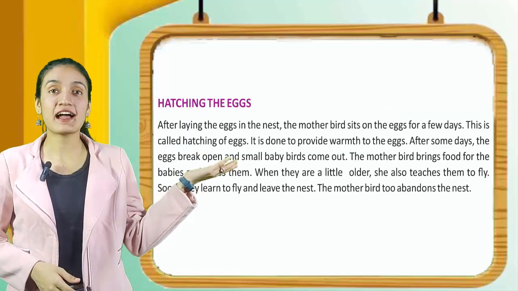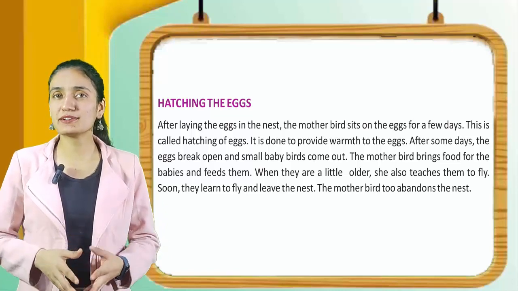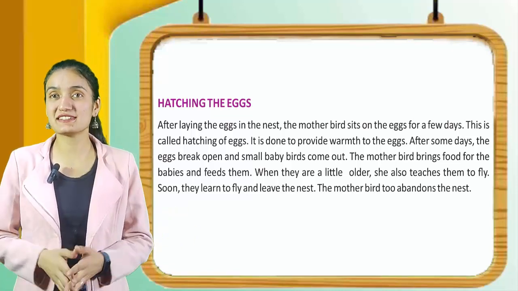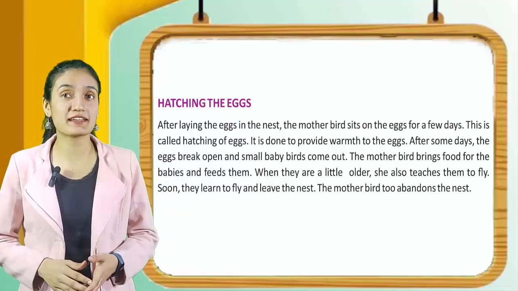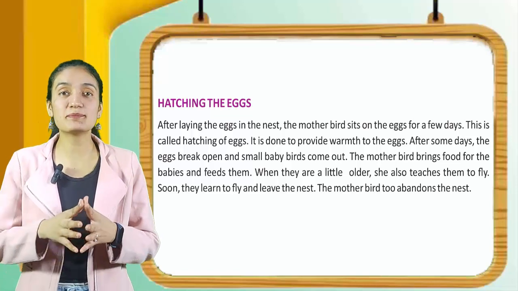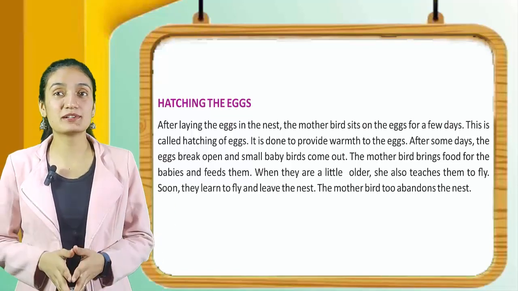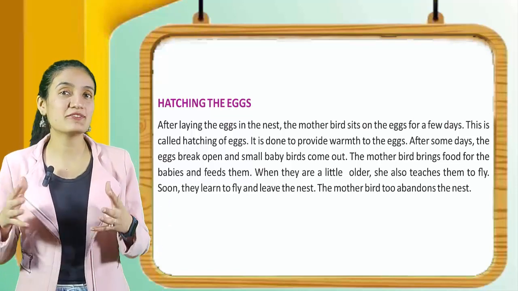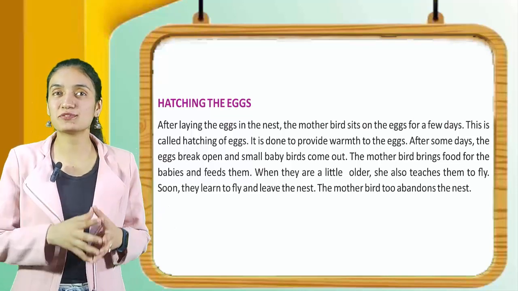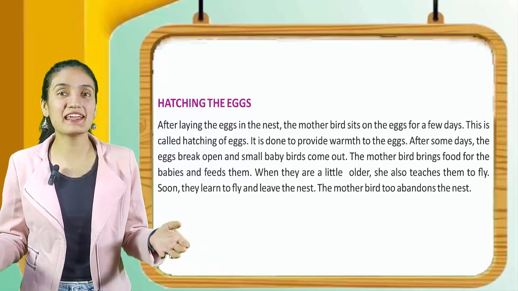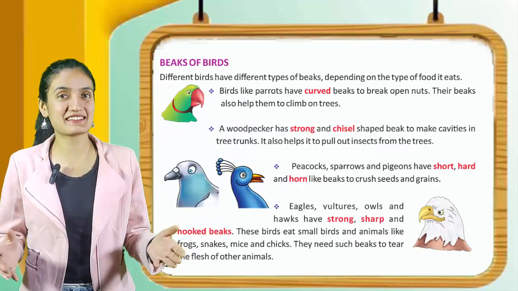Next is hatching the eggs. After laying the eggs in the nest, the mother bird sits on the eggs for a few days. This is called hatching of eggs. It is done to provide warmth to the eggs. After some days, the eggs break open and small baby birds come out. The mother bird brings food for the babies and feeds them. When they are a little older, she also teaches them to fly. Soon, they learn to fly and leave the nest. The mother bird too abandons the nest.